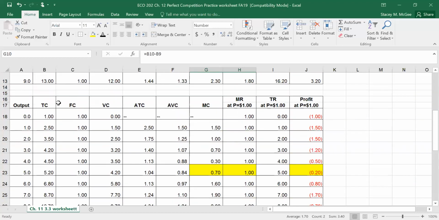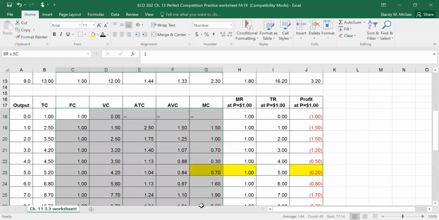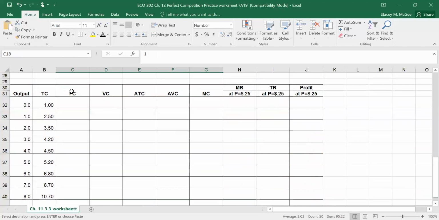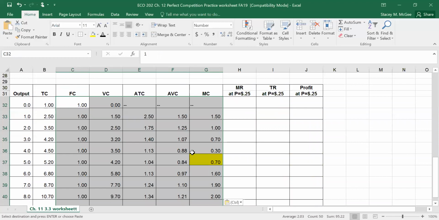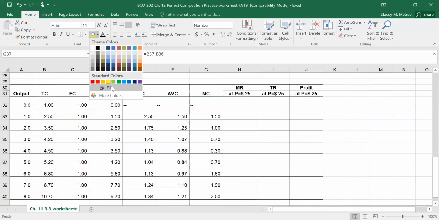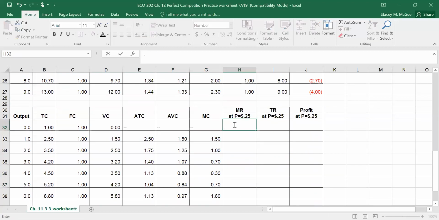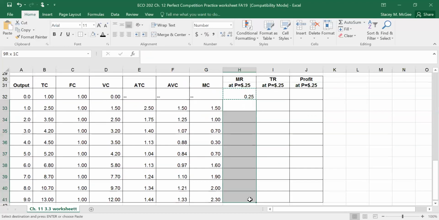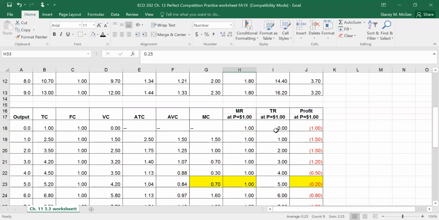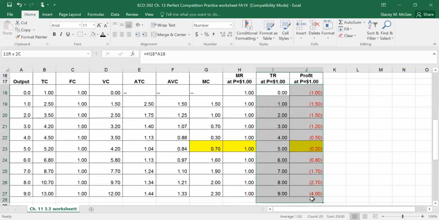But if we go up to the next one here, when the price drops down to 25 cents in the next scenario, we copy that and put it there. And then the price is 25 cents. We should know by this point that she'd be better off shutting down at 25 cents, because that's below even her minimum average variable cost. And so we can just copy these down still.